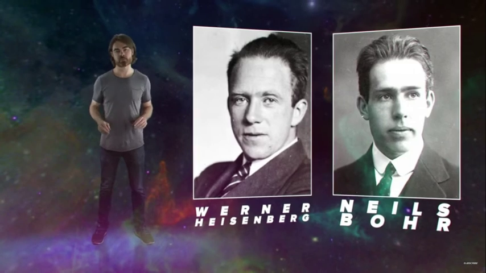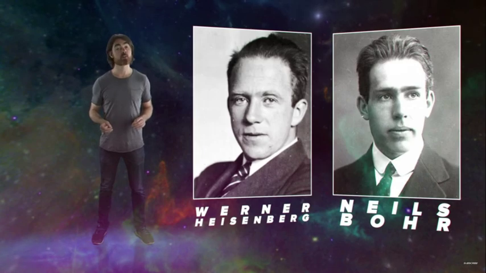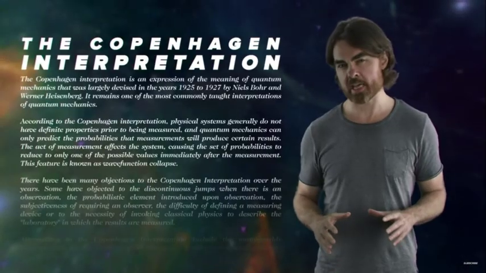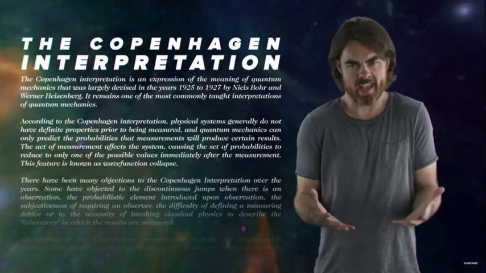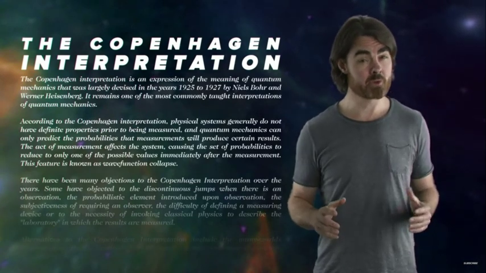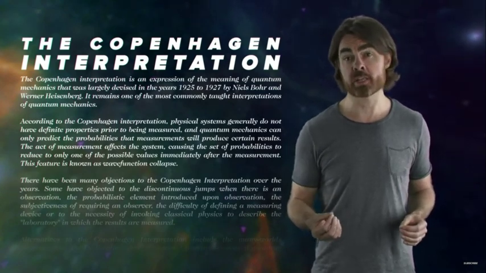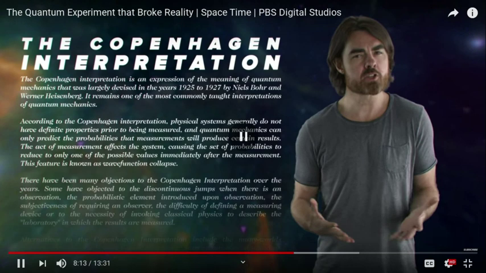Let's talk about the view favored by Werner Heisenberg and Niels Bohr, who pioneered quantum mechanics at the University of Copenhagen in the 1920s. The Copenhagen interpretation says that the wave function doesn't have a physical nature. Instead, it's comprised of pure possibility. It suggests that a particle traversing the double slit experiment exists.